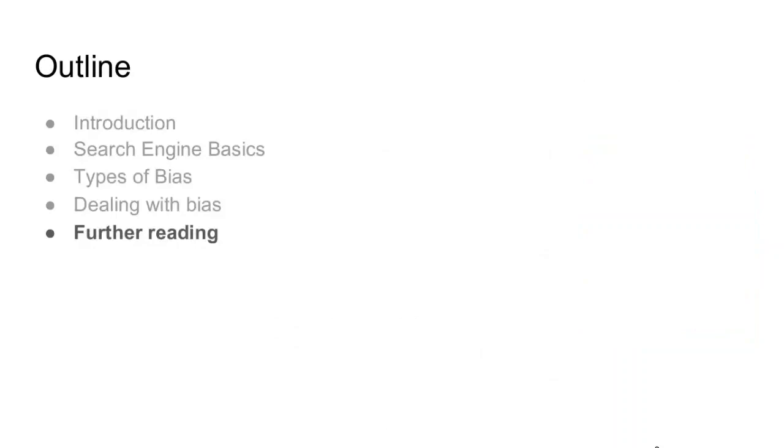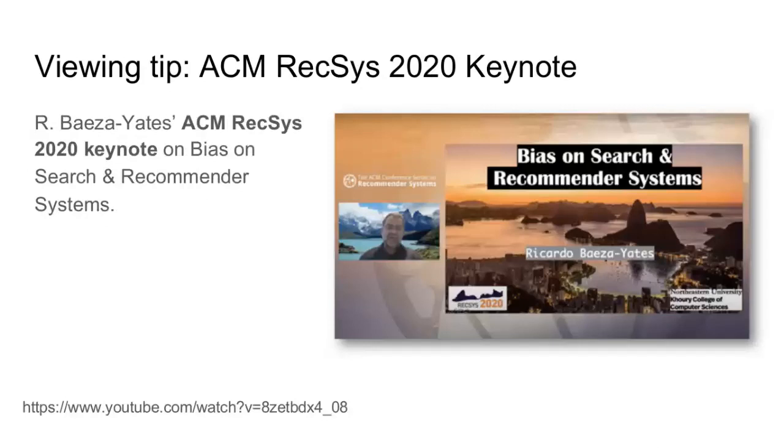All right, so that was the last part. Now I just have two more slides. One is I wanted to give you a viewing tip. You can find this on YouTube. It's the ACM RecSys keynote from last year by Ricardo Baeza-Yates. He talks about bias in search and recommender systems. He gives a very good overview of the different types of bias that I mentioned earlier as well. So if you find the time, please have a look at this video. It's very interesting.